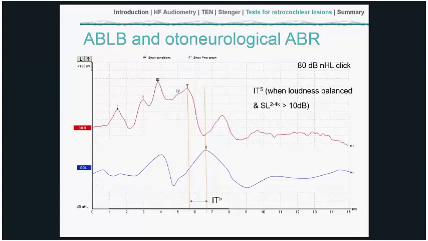And so we would take that click sound, and before we measured the ABR, we would balance the loudness between the ears, and then we would proceed with the test. And it would be two different intensities in the non-suspect ear and the suspect ear, but the loudness of the click in each ear would sound the same to the patient.